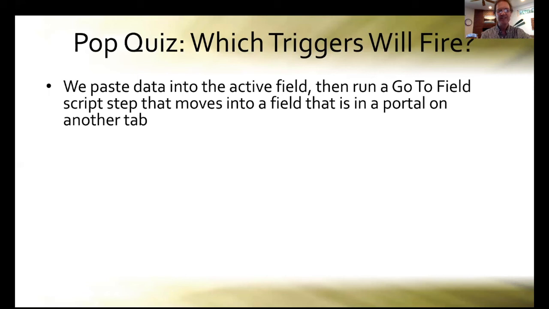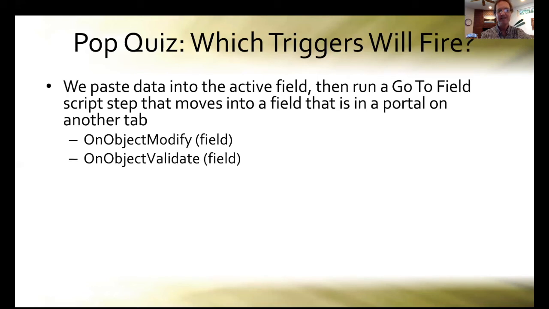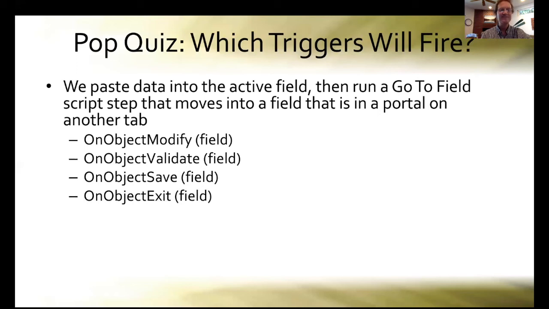So we've pasted data into the active field. Keystroke? No, not with the paste command. Modify? Anybody say modify? Yep, onObject modify is going to be the first thing that happens. Then the next thing we do is we run a script that tries to go to a different field. So we have to validate the change that was made to the current field, right? We just pasted something into it. So we've got to run through that triumvirate of validate, save, exit. So onObject validate, save, exit.